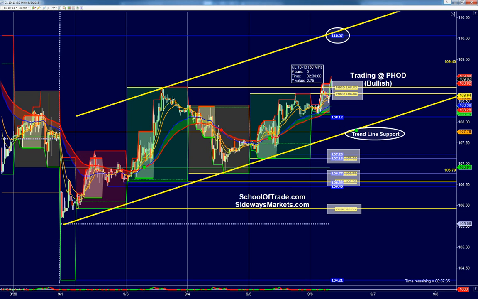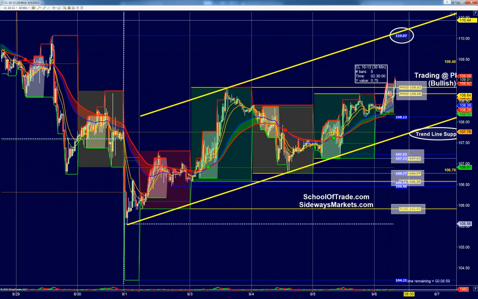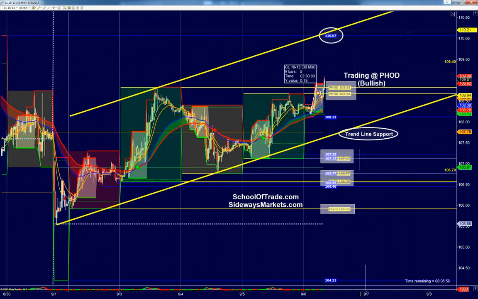Now, another scenario here is to keep an eye on resistance overhead. That 110.07, if you go back in time here, is the high back at the end of August, just before Labor Day. So here we are now. We've got resistance overhead at 110.07. I've got support below me at that trend line. Additional support down around 107.23, 107.13 from the previous low of day.